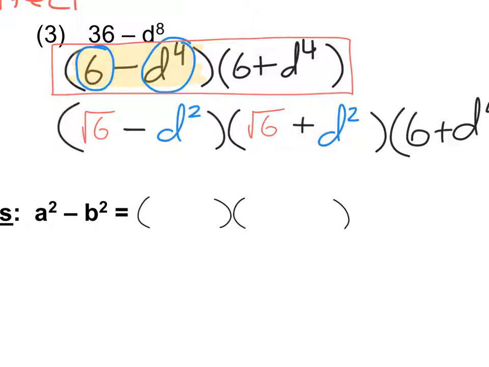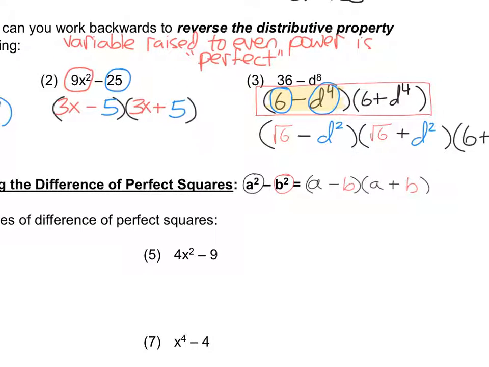It seems that we're taking the square root of the first term. So what's the square root of a squared? And the square root of my second term, so b. All right. So a nice little general rule there.